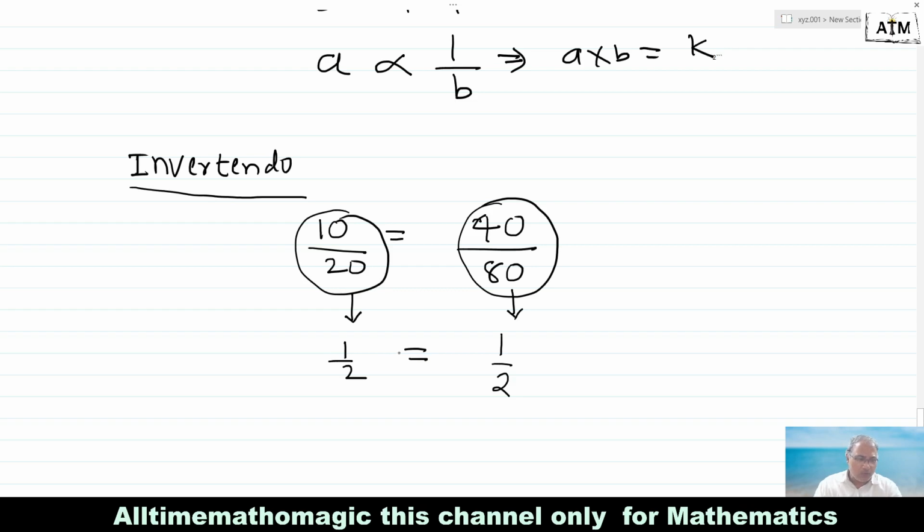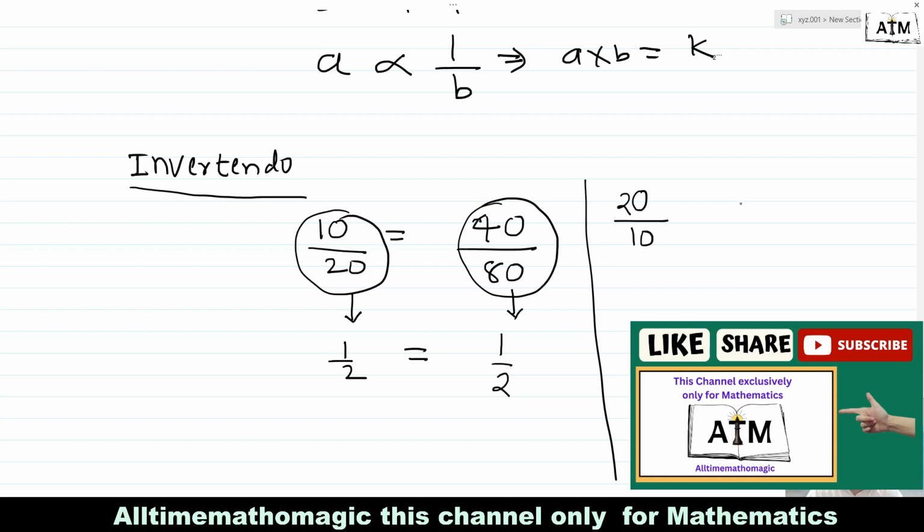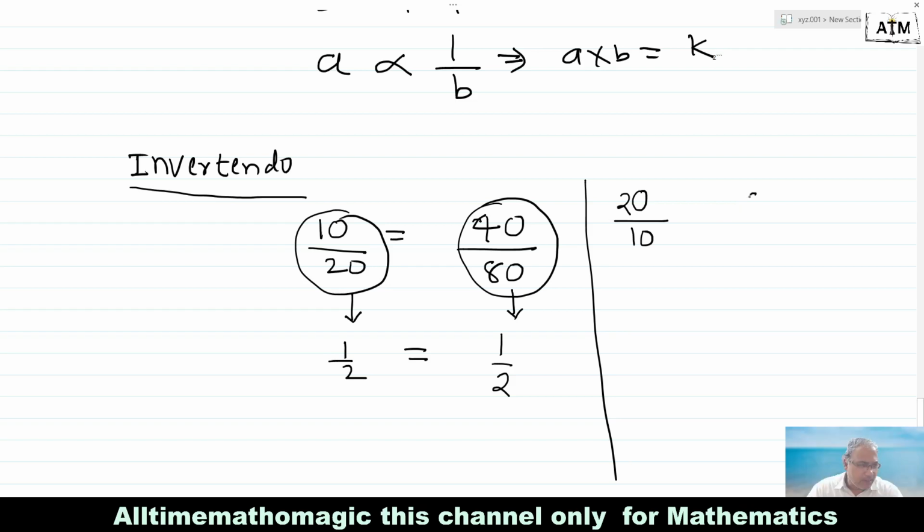Now what we do, we are having 10 upon 20. Now we write the inverse of that one, that is 20 upon 10, and instead of writing 40 upon 80, suppose we invert it and write down 80 upon 40. Let us see what the results are. Here the result is 2 upon 1, and here the result is also 2 upon 1.